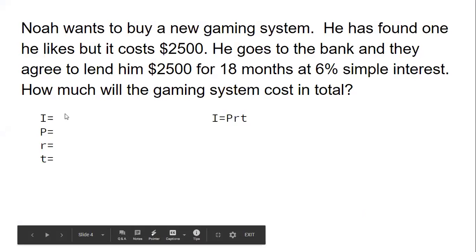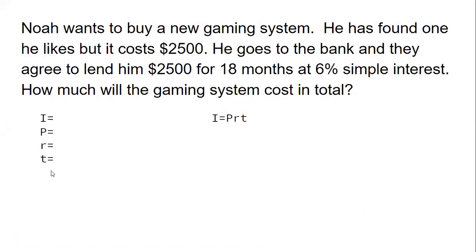And what I like to do is I create myself a cheat table over here so that as I'm reading the problem, I'm thinking to myself, is that interest, is that rate, or is that time? Because I'm going to be using this formula. As soon as I see the words simple interest, in my head I go, okay, I'm using I equals PRT. So Noah wants to buy a new gaming system. He has found one he likes, but it costs $2,500. He goes to the bank and they agree to lend him the $2,500 for 18 months at 6% simple interest. How much will the gaming system cost in total?